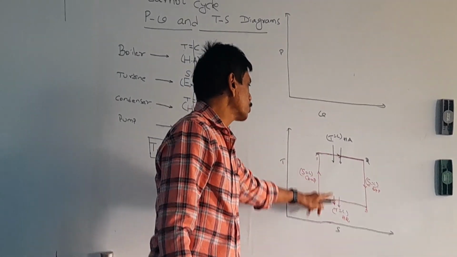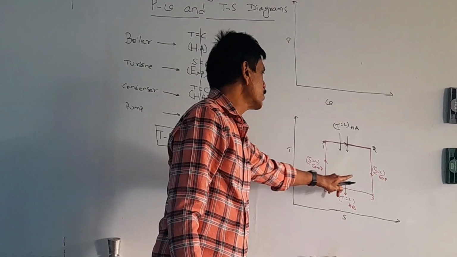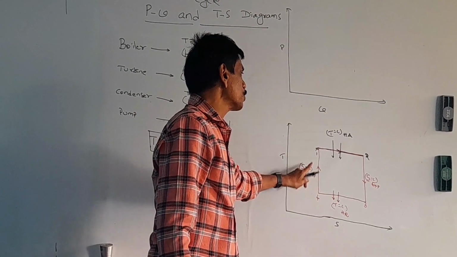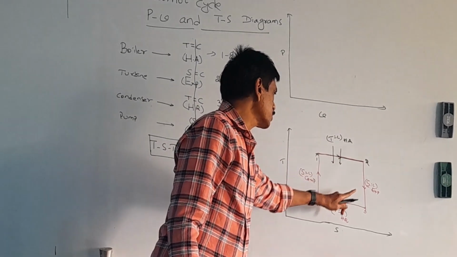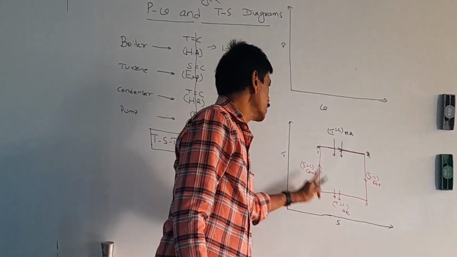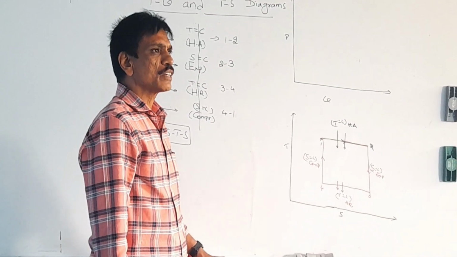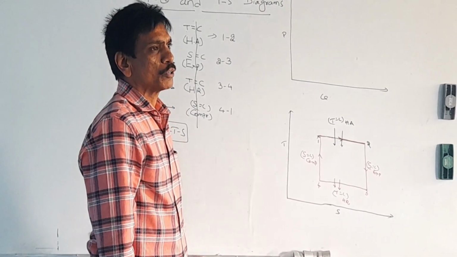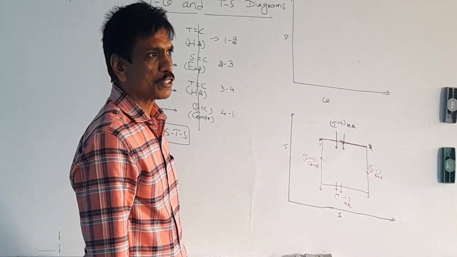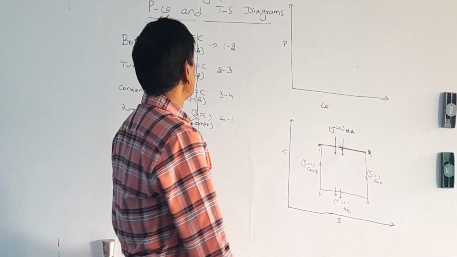So two isothermal processes and two isentropic processes constitute the Carnot cycle. So TS, TS, TS. Like that you can remember the Carnot cycle. Each and every cycle will have its own code that will be easy for the students to remember properly.